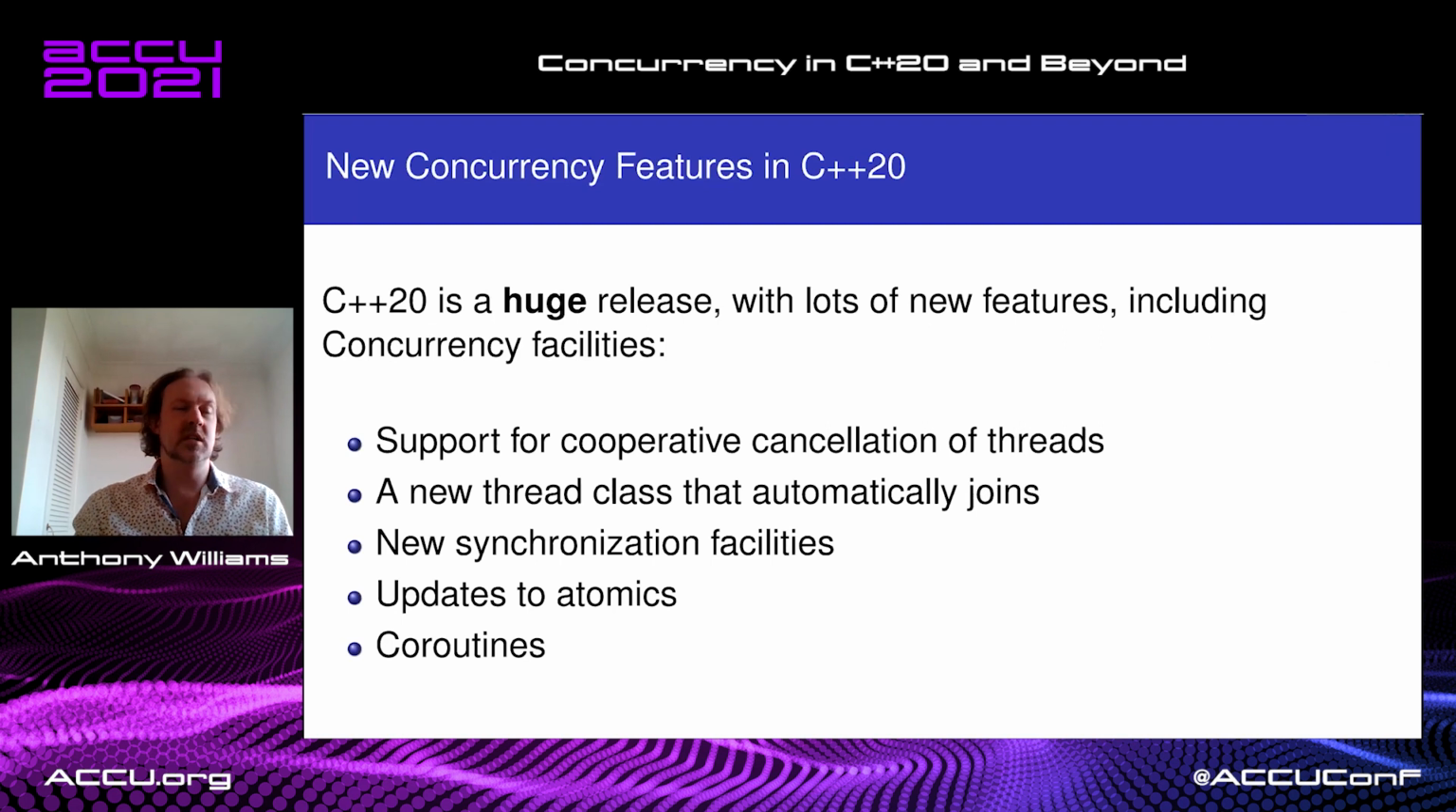So what do we have in C++20? Well, fundamentally, C++20 is a huge release. There's all sorts of extra features added to the language and library. Obviously, far too many to cover today, because that's not the topic. What we're looking at specifically is the concurrency facilities. And so there are fundamentally 5 areas that we can divide those up into.